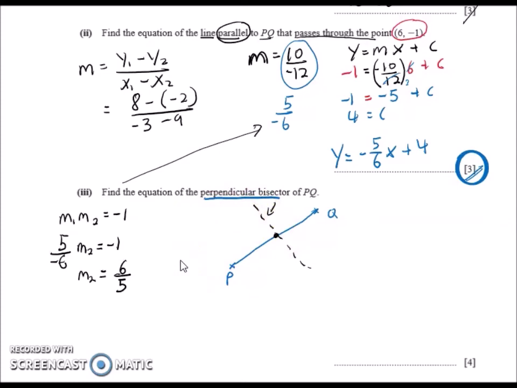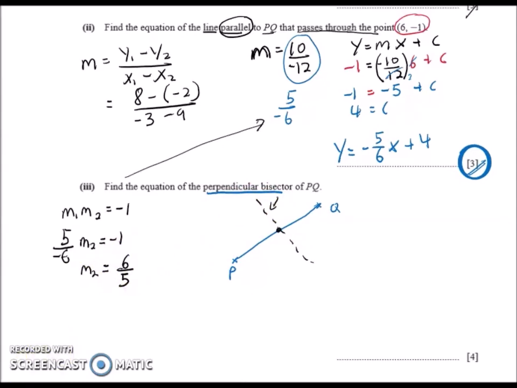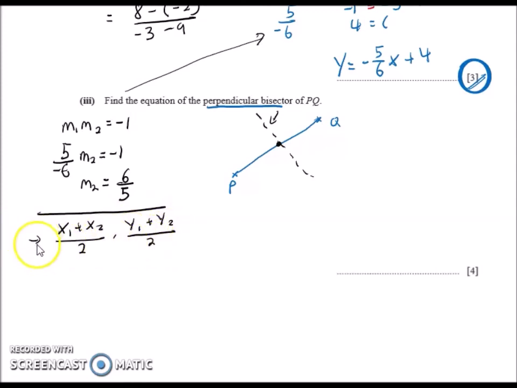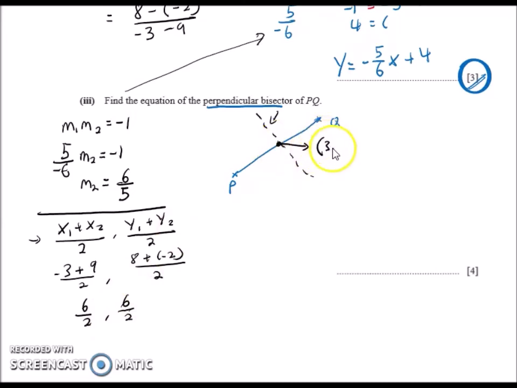And then to find the midpoint, I'll scroll down a bit. The midpoint is given by x1 plus x2 divided by 2, and y1 plus y2 divided by 2. This is the midpoint formula. So negative 3 plus 9, divided by 2, and then 8 plus negative 2, so you'll be getting 2. The answer here will be 6 over 2, and also 6 over 2. So the midpoint will be the coordinate 3, 3.